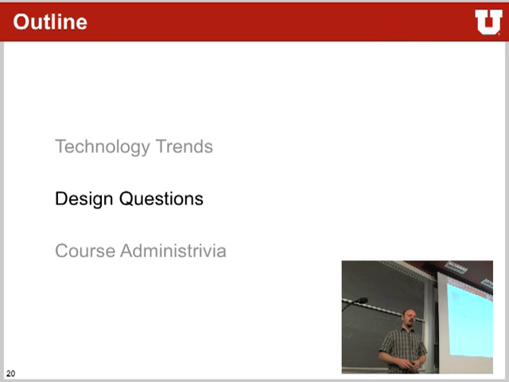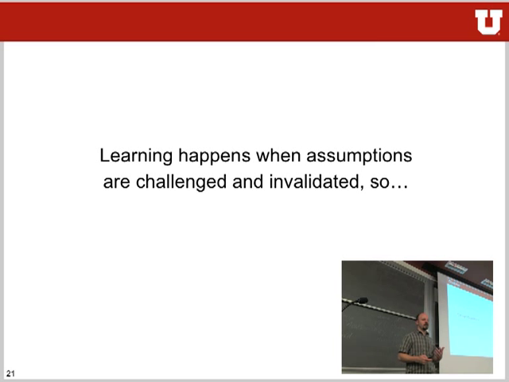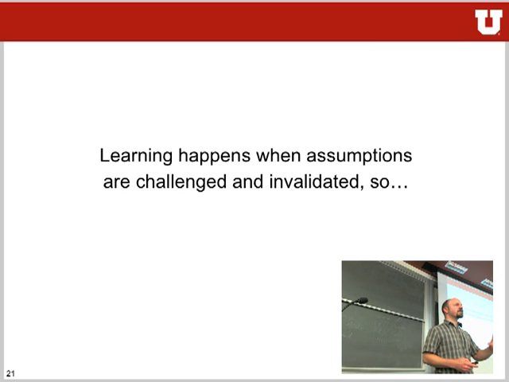So with all of this information now, we come to the next step. What are the design questions that you're actually having to answer, right? And one of these things that you really have to learn is that learning happens when assumptions are challenged and invalidated, right? So let's look at one example, cell phones.